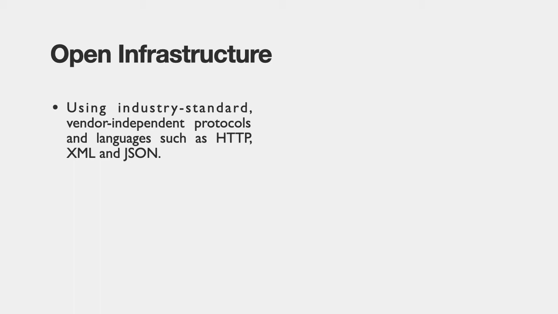Let's look at the first aspect, which is the infrastructure. The publication and consumption of web service are done in open infrastructure, meaning it uses industry standard, vendor independent protocols and open languages such as HTTP, XML, and JSON. Those who are involved need to comply to this standard for ease of development, for maintenance purposes, and interchange of data between two different applications.